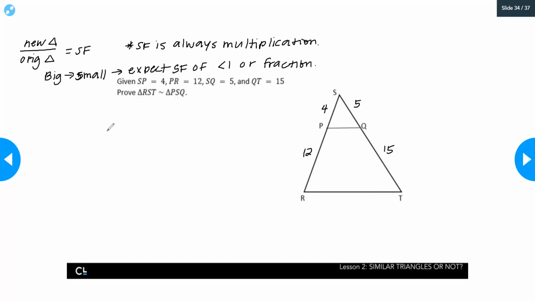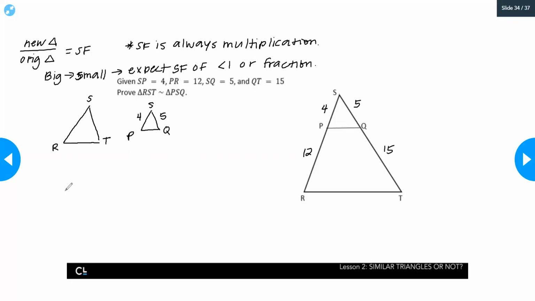So let's also go ahead and redraw my triangles out on the side here. RST, obviously I'm not drawing it to scale. PSQ. Okay, so I'm going to go ahead and also rewrite the things that I know. I know that PS was 4. I know that SQ was 5.